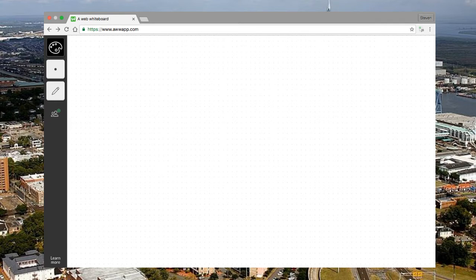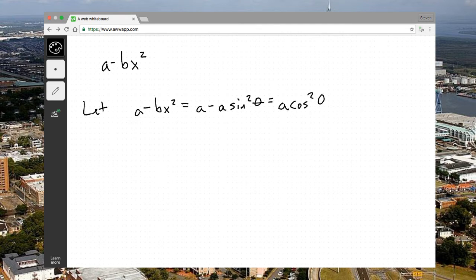Now our goal is to eliminate factors of the form a minus bx squared. And to do this, we'll do another sort of trig substitution. We'll let a minus bx squared, and what we'll do is replace the bx squared with a sine squared of theta. And when doing this, notice that if we factor out the a, 1 minus sine squared is the same thing as cosine squared.